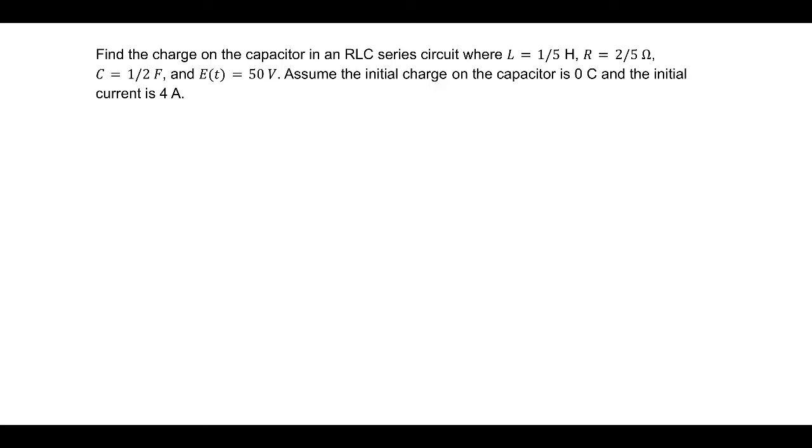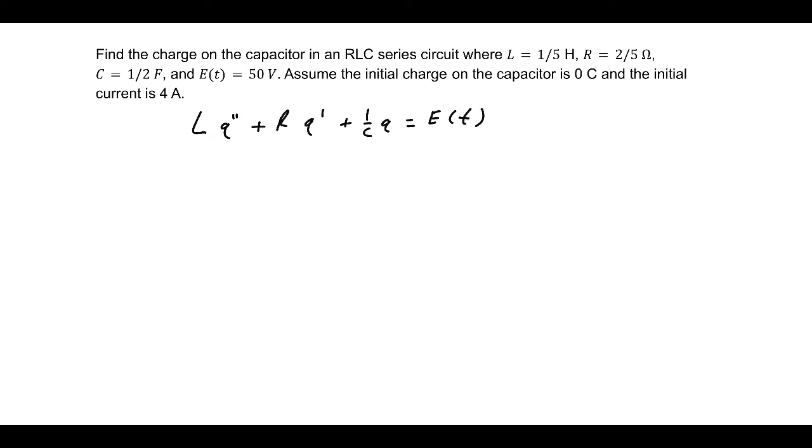Okay, now there's a lot going on here, but let's start out with just the known equation, and that is L times the second derivative of Q plus R times the first derivative of Q plus 1 divided by C, end fraction, times Q equals E of t.